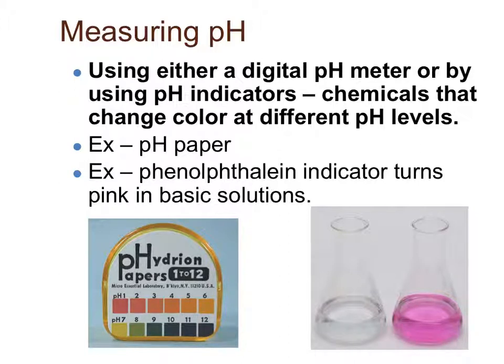We also can use pH indicators, and these are chemicals that change color at different pH levels. An example of that would be pH paper. You would take a little piece of this paper, dip it in your solution, and then compare the color the paper turns to the pH that it is. You would also see something like this if you have ever watched someone test the pH of a pool. They would have a little dipstick that they put in the water and then compare to the side of the container. And then you can have chemical ones that you put into solutions.